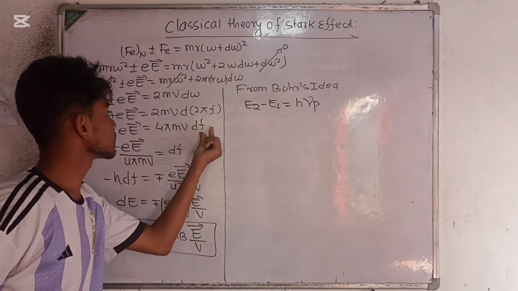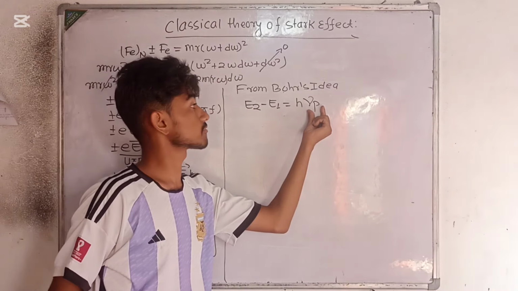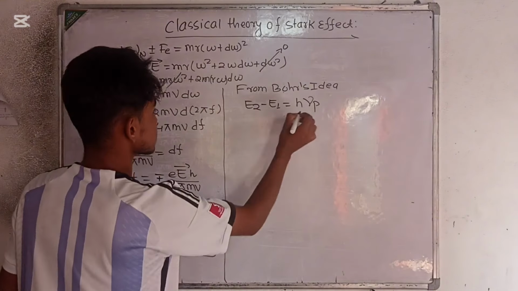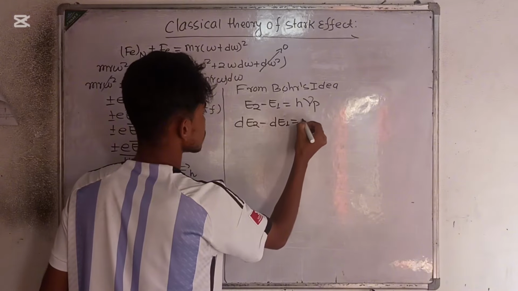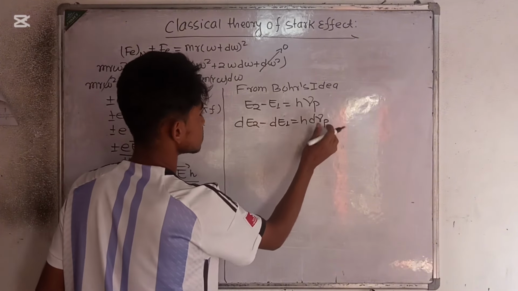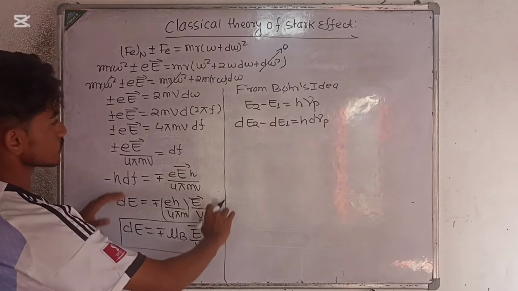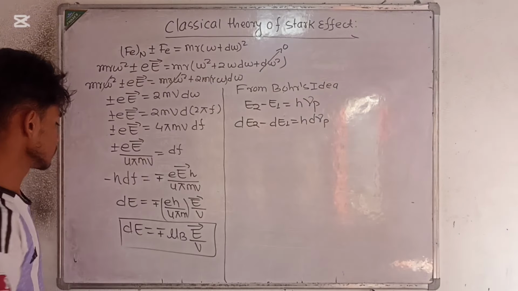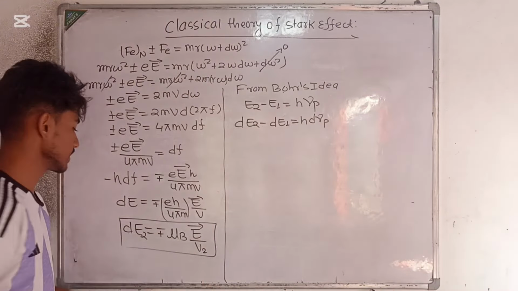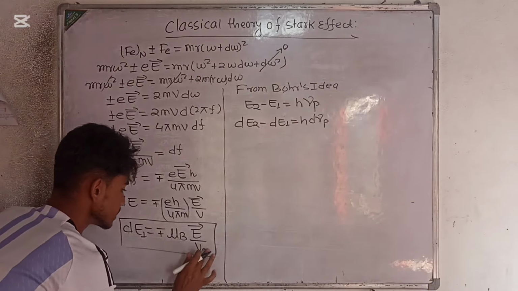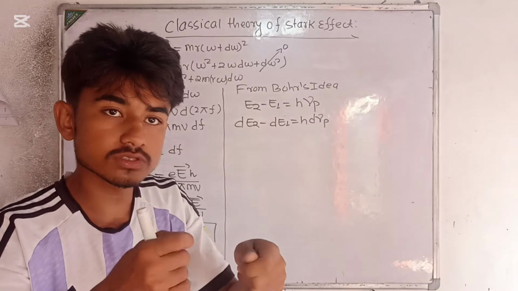So I am using E for the energy of the electron, and this is nu for the frequency of the photon. So if I differentiate both sides, I will end up getting dE2 minus dE1 equals h d nu, and this would be the shift in frequency, right? So using this, you can put your values here. If you put E2 here, you have to use V2 velocity, and if you use E1 here, you have to use V1 velocity.